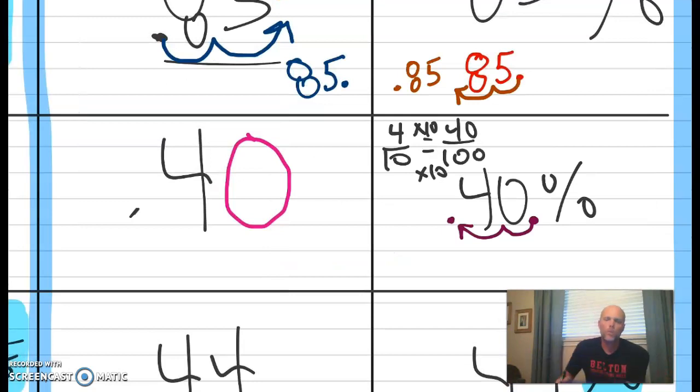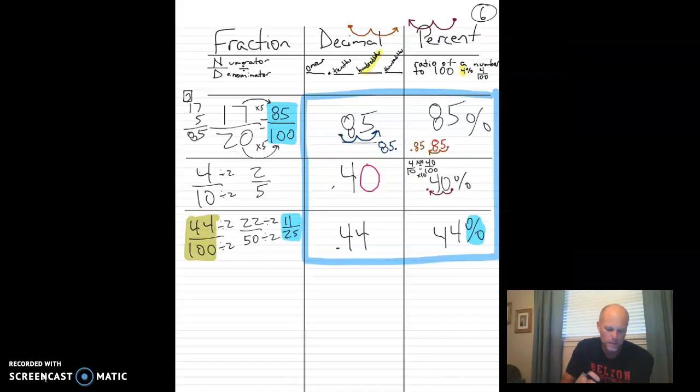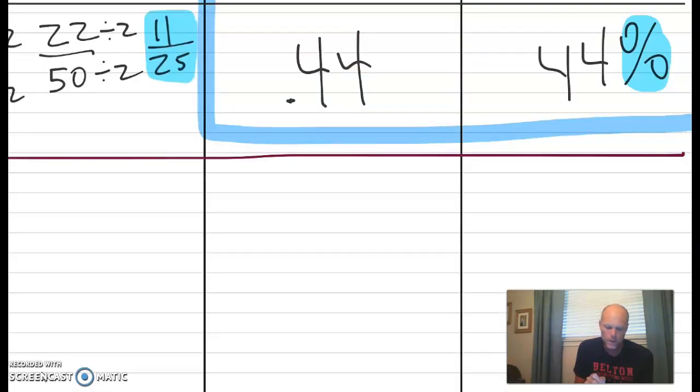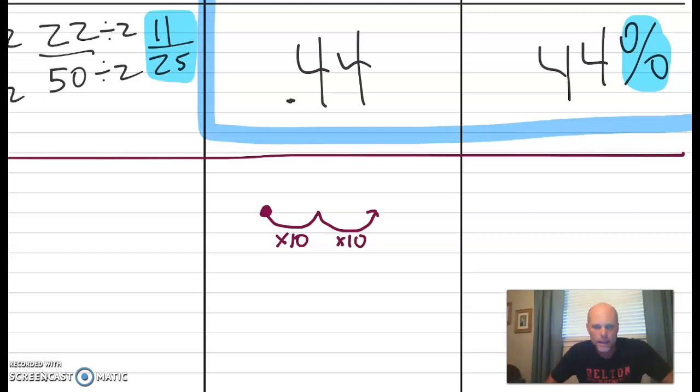Okay, so the question is, why does this work? What does the movement of the decimals mean? Okay, so we're going to write that down here. If we move a decimal twice to the right, it actually means that each time it moves, we're multiplying that number by 10.